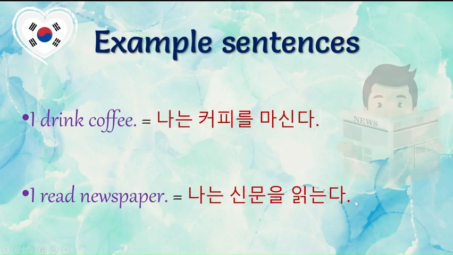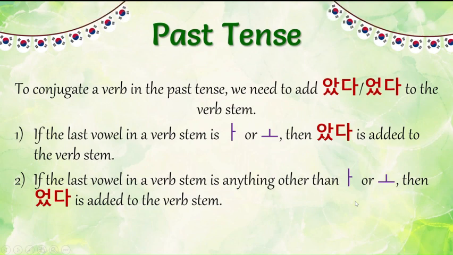Okay? Alright, now let's move ahead and talk about the past tense conjugation in plain form. So the rule is to conjugate a verb in the past tense, we need to add either atta or atta to the verb stem. Now again there are two cases for this rule. If the last vowel in the verb stem is either a or o, then atta is added to the verb stem. Now here when you are talking about past tense, you have to check the last vowel of the stem. It does not happen with the present tense.